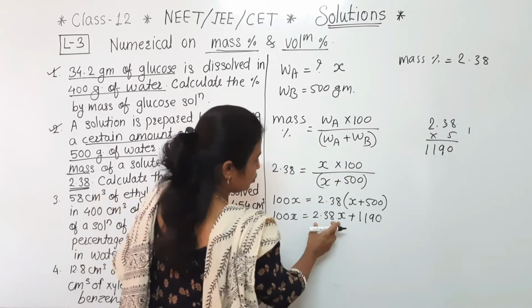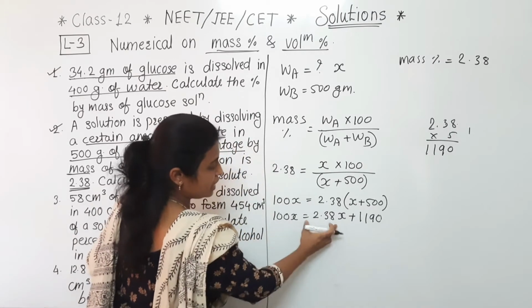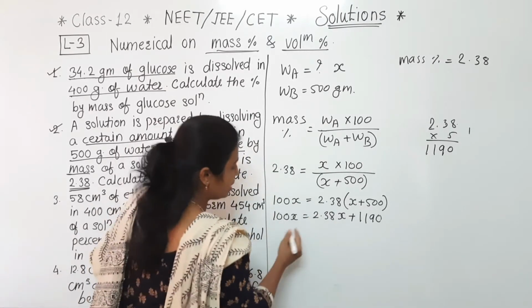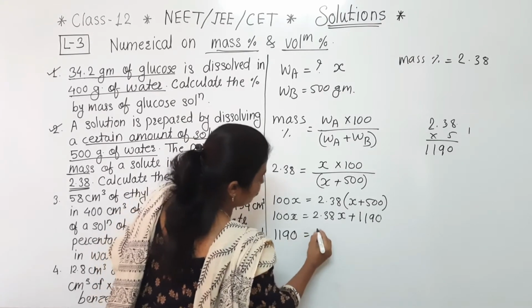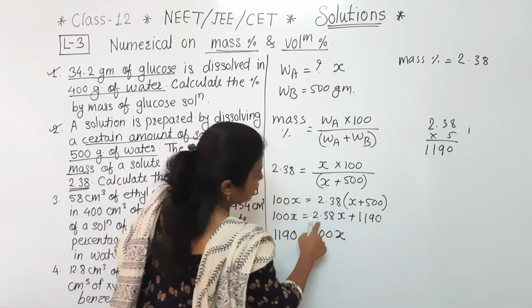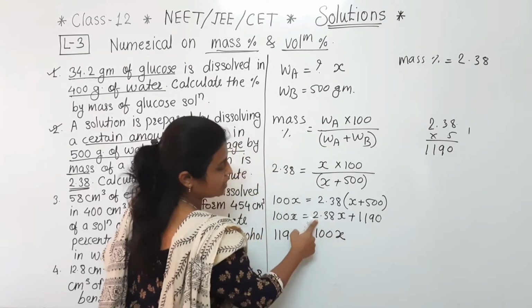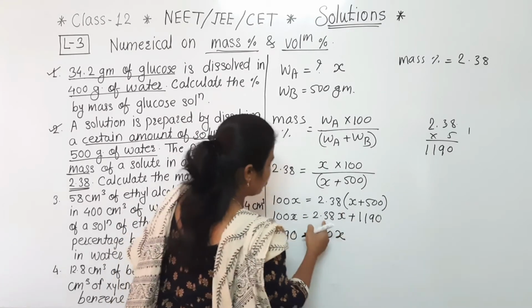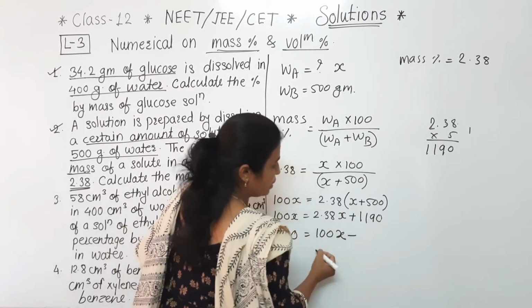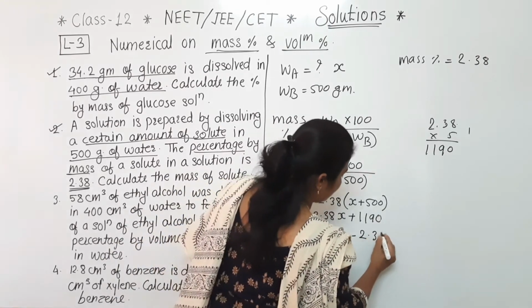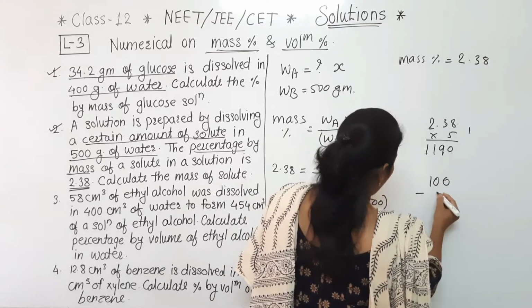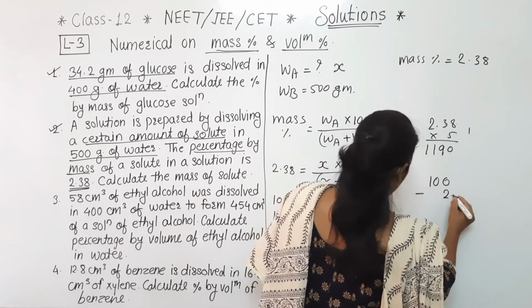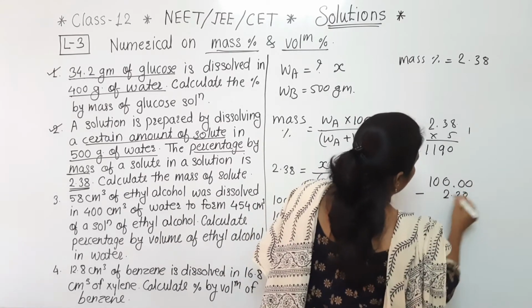Now what we have to do? Just we have to take that x containing side terms to one side and the remaining will be on the other side. So 1190 is equal to 100x. Here this 2.38x is positive, so when it is shifted to the opposite side, it will become minus 2.38x. Now we have to subtract it from the 100. 100 minus 2.38. So what will be here?